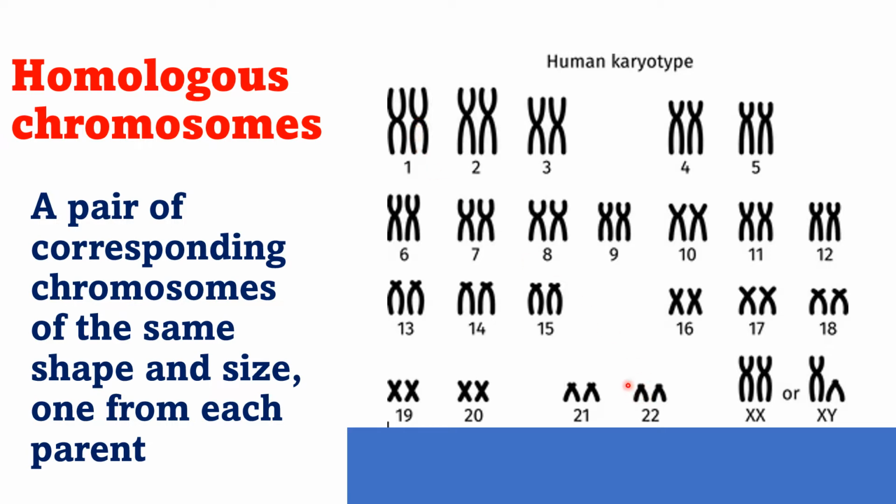And if you check the human karyotype, 22 pairs of autosomes are there plus one pair of sex chromosomes. In male, the sex chromosomes are X and Y, and in female, that is X and X.